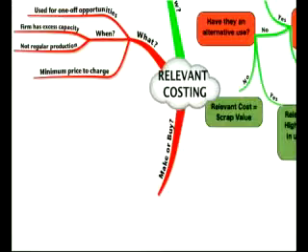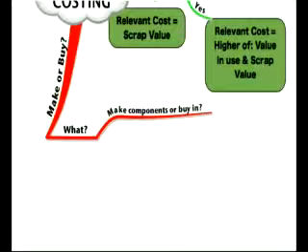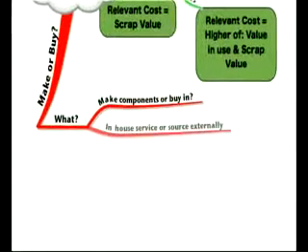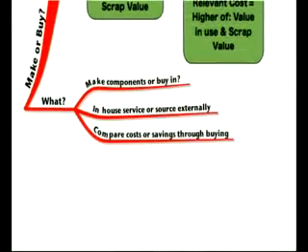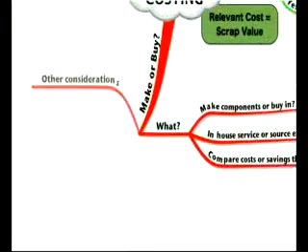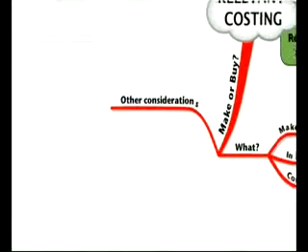That brought us on to make or buy decisions. So what are we talking about here? We're talking about whether we should make components or maybe buy them in from a supplier, or indeed an in-house service. Should we use our in-house service or should we source it externally? And what you've got to do is compare the costs or savings made through buying, and that will only come through the specific details in the scenario. So just set it out in a table and compare the costs or savings through buying, and we did that in class. So other considerations you need to think about when you're deciding whether to make or buy.